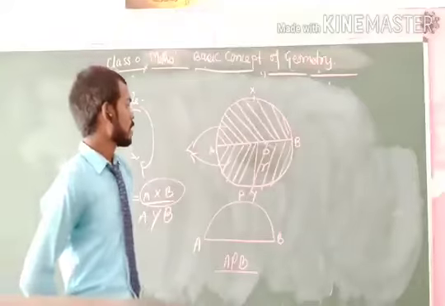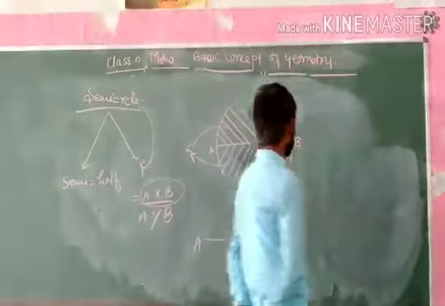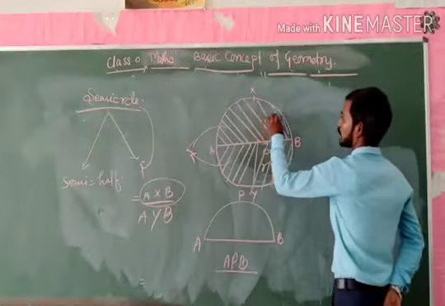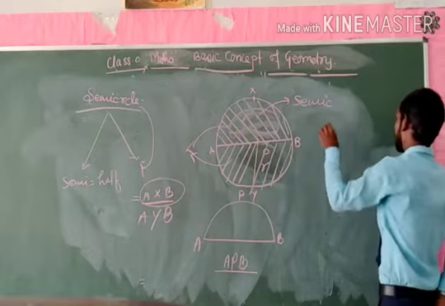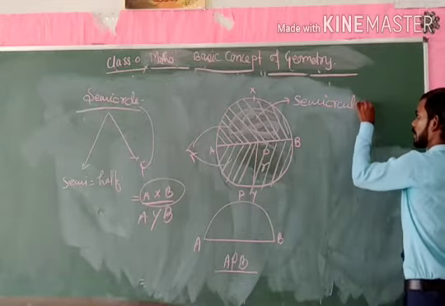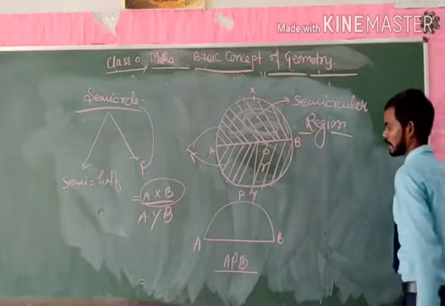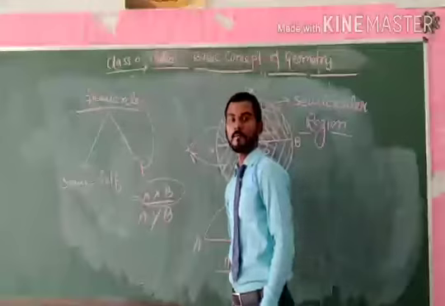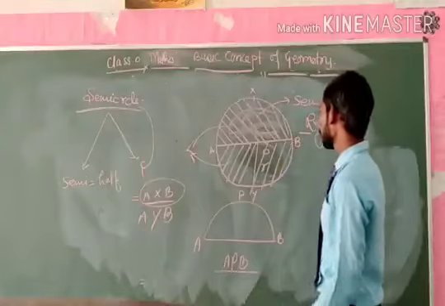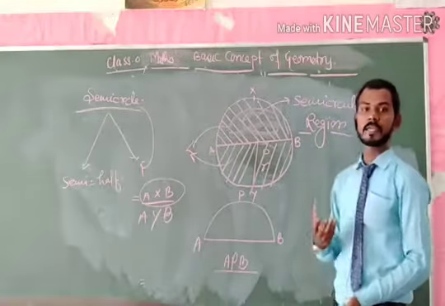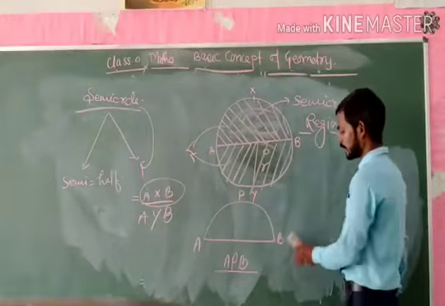And the region included in the semicircle is known as the semicircular region. The shaded area is known as the semicircular region. I hope it is clear. As we know that the interior of a circle is known as the circular region, the region enclosed by the semicircle, or the interior of the semicircle, is known as the semicircular region.